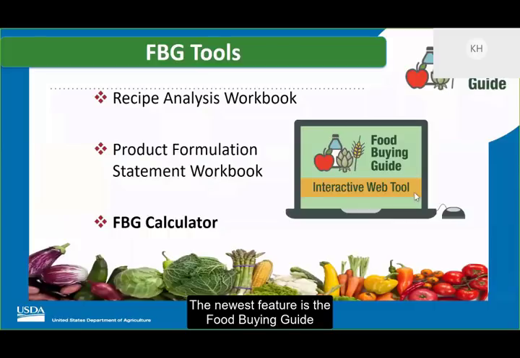The newest feature is the Food Buying Guide Calculator, which Kashalia will highlight and provide a demo of shortly. The FBG Calculator will create a shopping list to assist CM program operators in ordering and purchasing food for their programs.